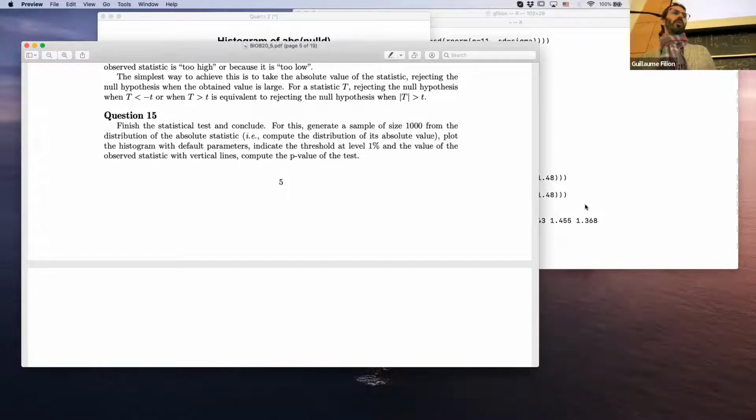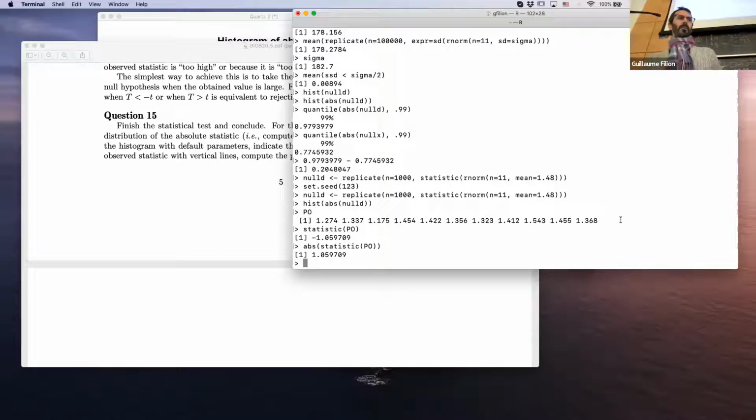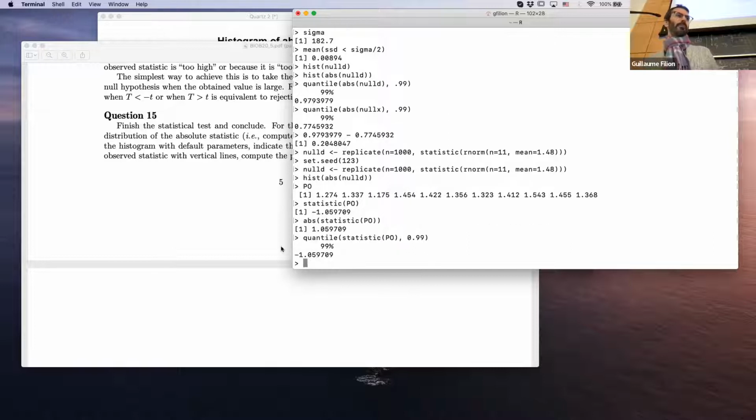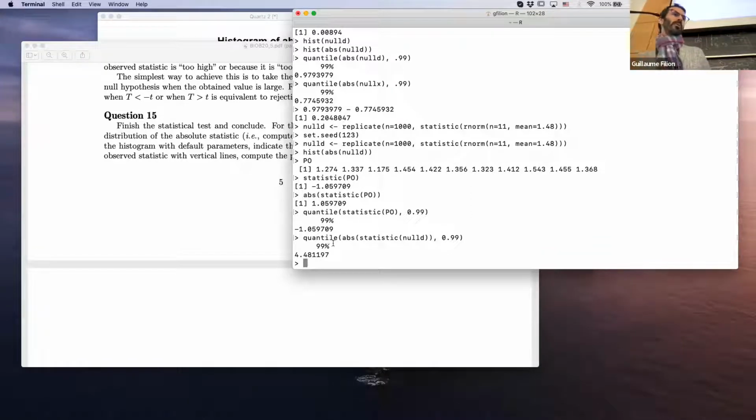I have to indicate the threshold at 1%. So that's usually done with quantile. I do quantile here. Oops. At 0.99. Again, I had to take the absolute value here. Oh, it's not this, that's LD. It's 4.48.